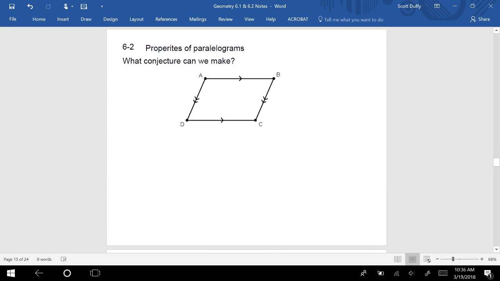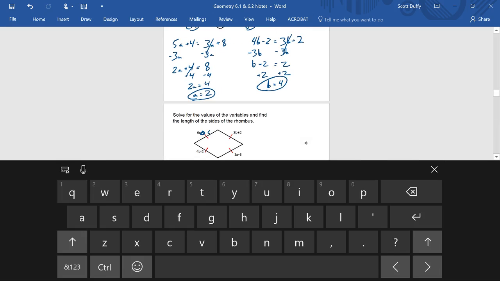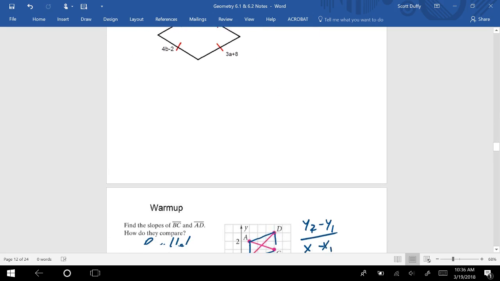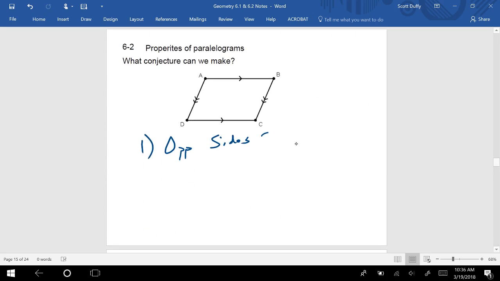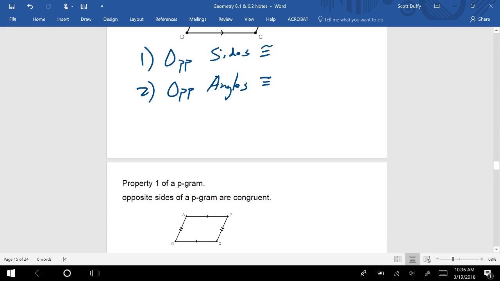Alright, so now we're into 6.2. What conjectures can we make about parallelograms? Well, first of all, what we're trying to say is that opposite sides are congruent. Also, we're going to try and say that opposite angles are congruent. And then the last thing we're going to say is that diagonals bisect each other.